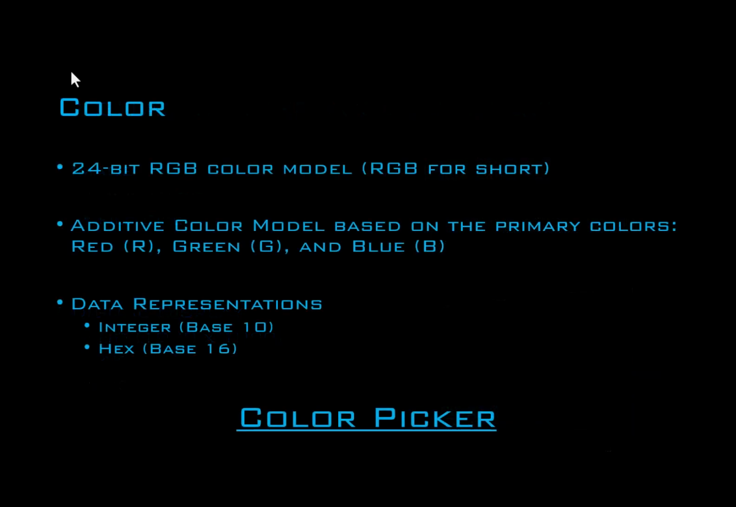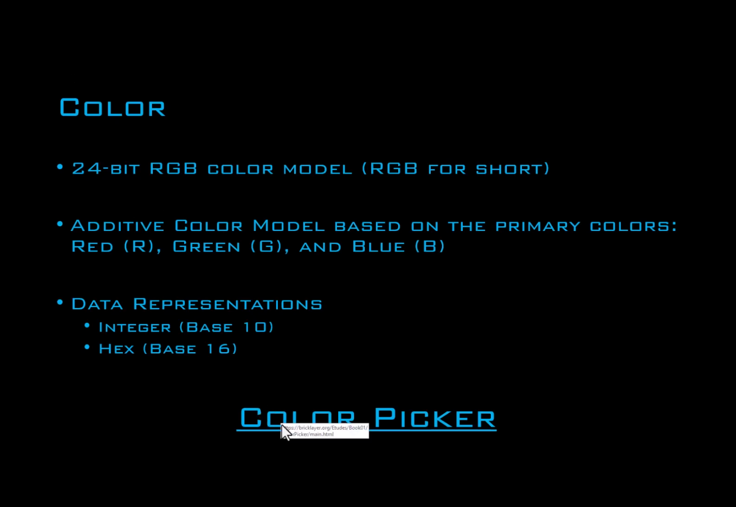Now the colors that make up a digital image, the pixel colors, can span a wide range. And the 24-bit RGB color model is the standard model that's used to describe these colors. It's an additive color model, and it's based on the primary colors red, green, and blue. Now symbolically, these colors can be described in a variety of notations, and the two most common notations are an integer-based description and a hex-based description.